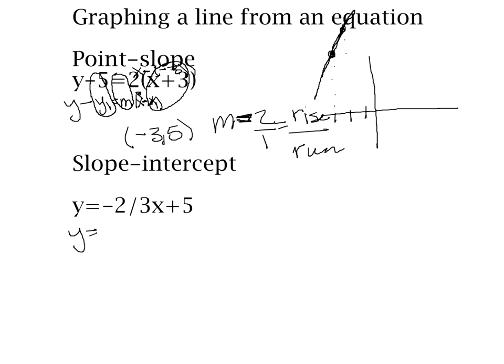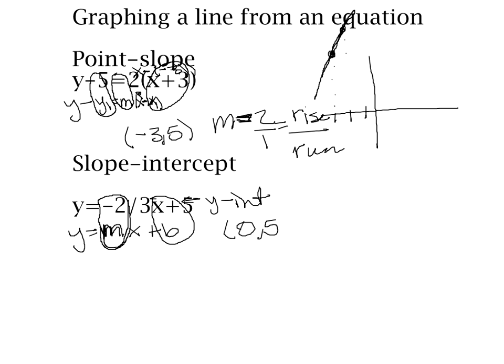Okay, now I can also have slope-intercept form. You might recognize it as y equals mx plus b. There's two things that we're looking for: m, our slope, and b, our y-intercept. X is always 0 for the y-intercept. So we go to the point (0, 5), and then we have a slope of -2/3.